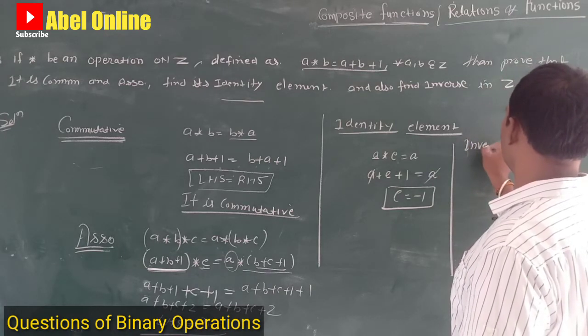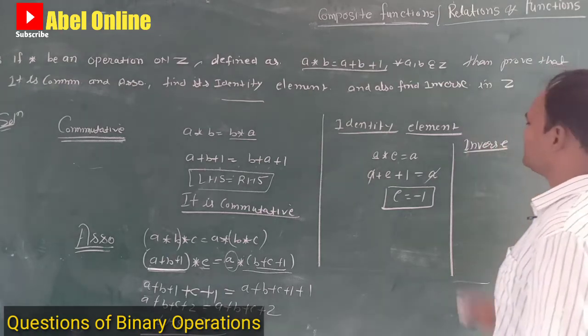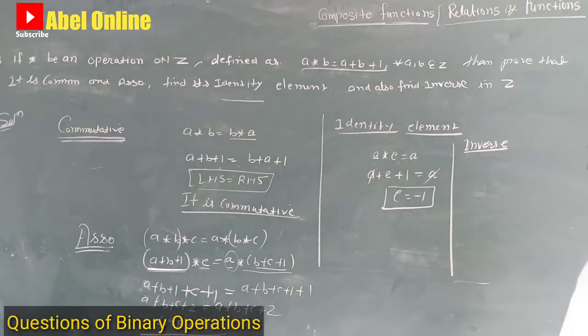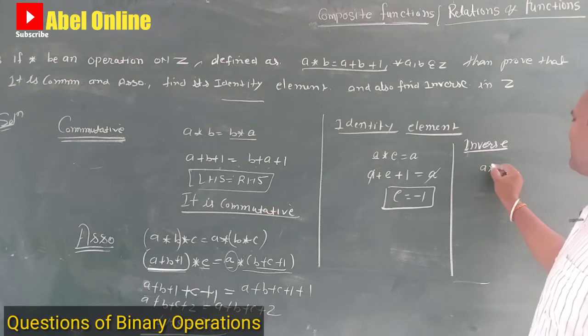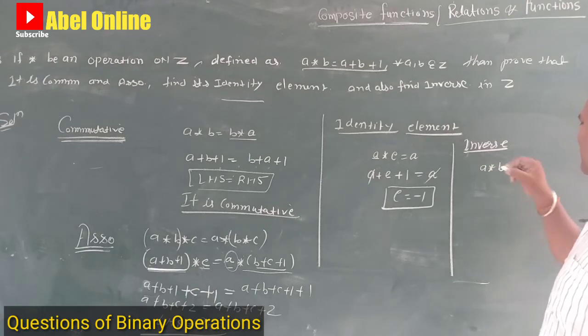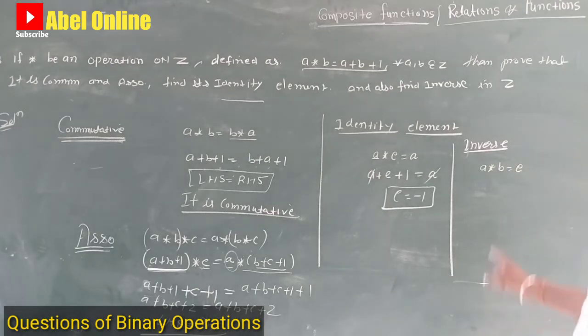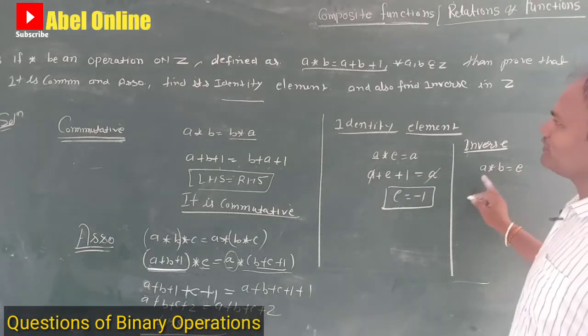inverse. How can we find the inverse? And what is the rule of the inverse? Inverse means A star B equals E. We know the value of E. So what is the value of A star B?